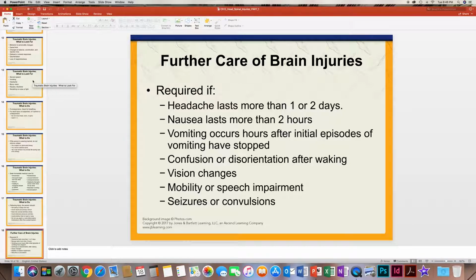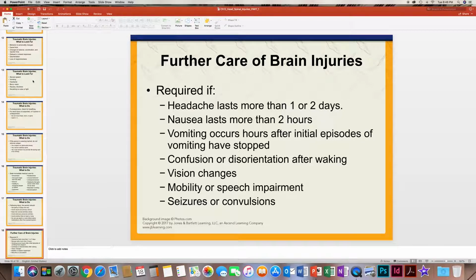If the headache lasts more than 1 or 2 days, then you might need some further care. If the nausea lasts more than 2 hours, then you might need further care. The same goes for vomiting, confusion, vision changes, any kind of mobility or speech impairment, or any type of seizures or convulsions.